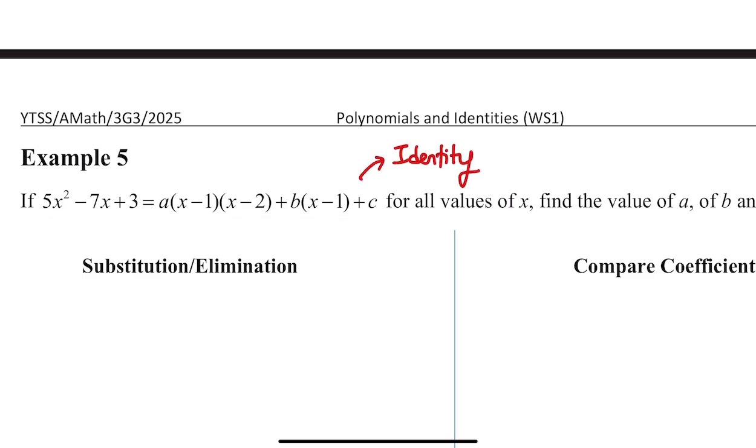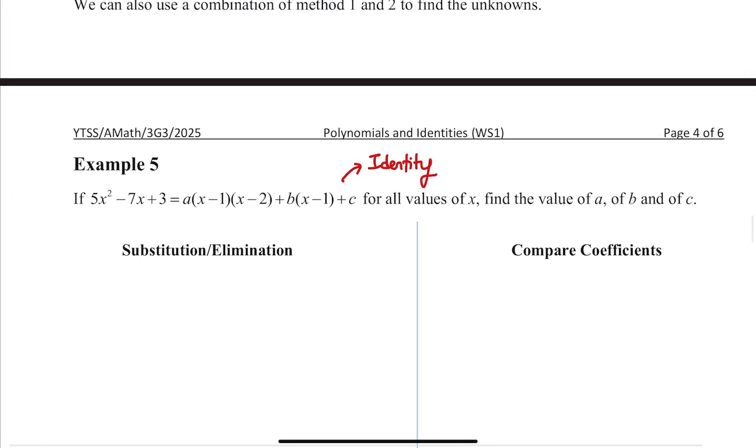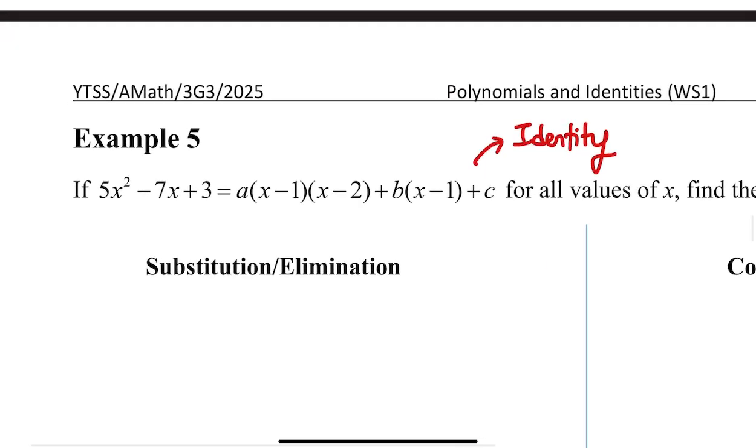Okay, so there are different ways to solve this kind of question. Let's go with the first one: substitution or elimination. I want to find out the value of a, b, c. So can you think logically? If this thing is equal to this thing over here on the right side, what value of x can I sub in to find out the value of a, b, and c?